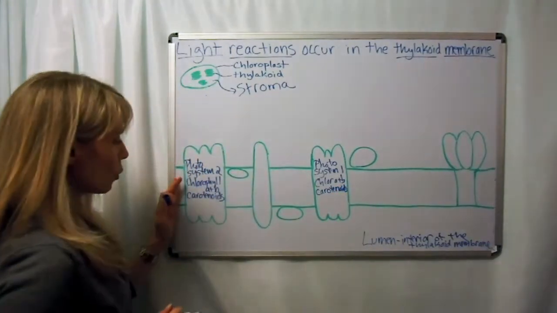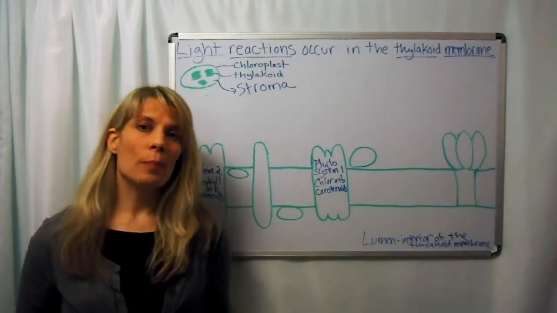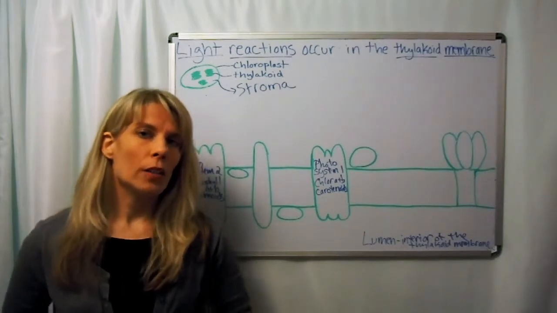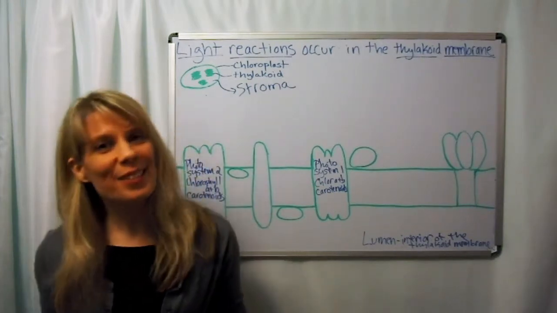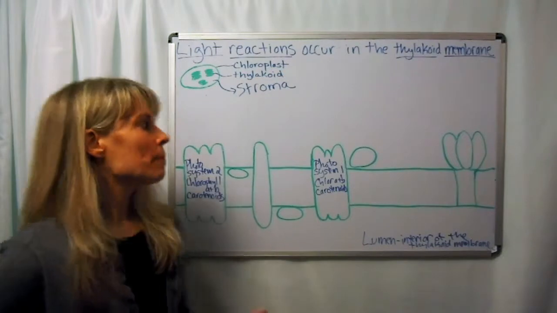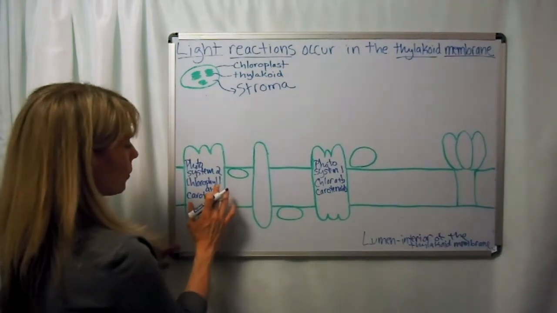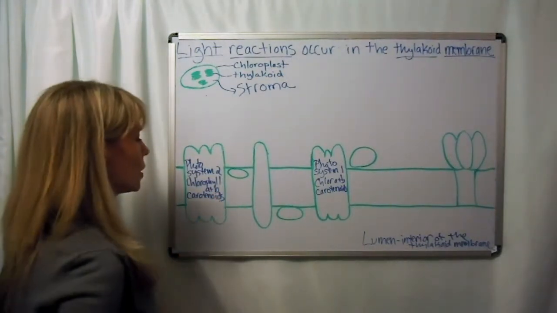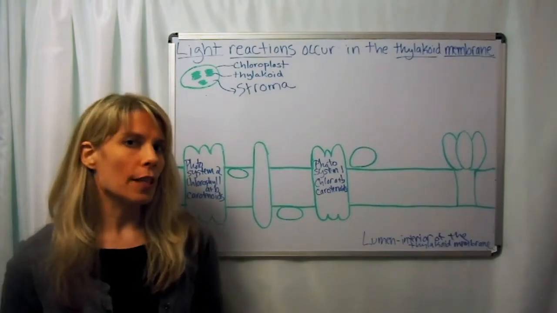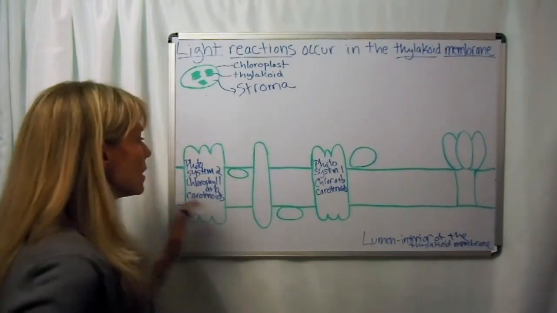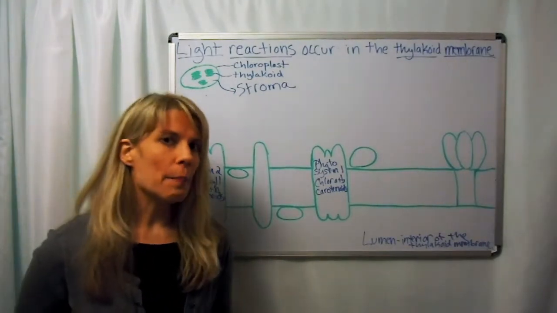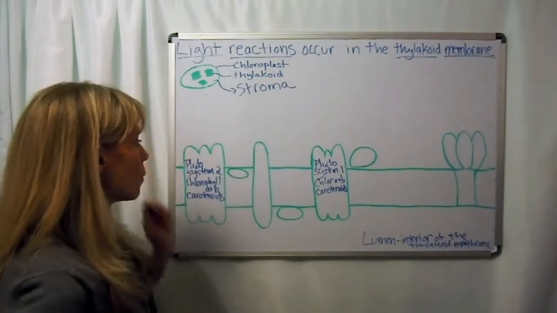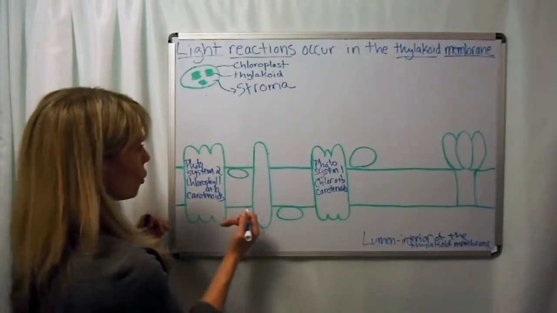Okay, the chlorophylls and the carotenoids are pigments. Pigments are molecules that absorb light. Okay, now chlorophyll B, as well as the carotenoids, we call accessory pigments. And it's chlorophyll A that's really the major player in the photosystem. So let me just show you how that works.